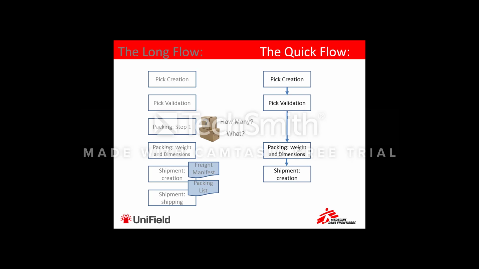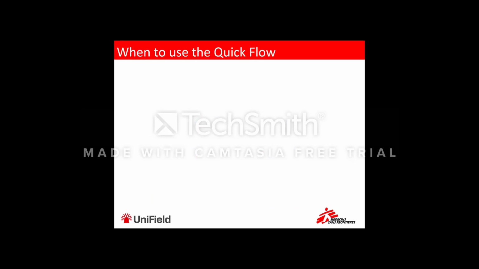When we create the shipment, we can indicate the right number of parcels before printing the shipping documents. They will obviously be way less detailed than in the long version. Finally, you can validate your shipment as usual. So when to use the quick flow? You can use the quick flow when you don't need the detailed information.